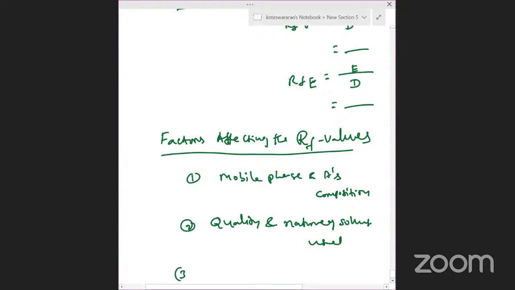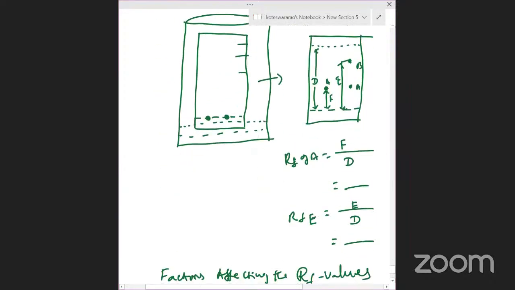Right? Next one, amount of the mobile phase in the reservoir. Suppose in the beaker, one time we are using 1 ml, second time 2 ml, third time 2.5. Therefore, if the solvent availability is increasing, the mobile phase is also moving fast. Sometimes it travels fast from the bottom to the top. So it also depends on the amount of the mobile phase in the reservoir.